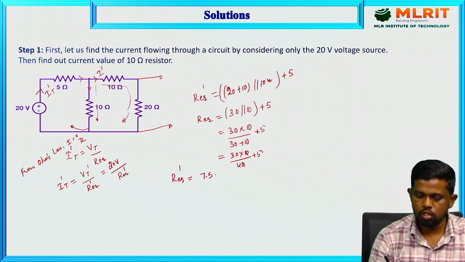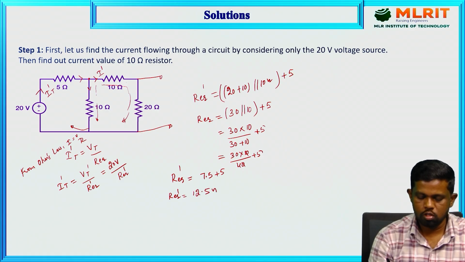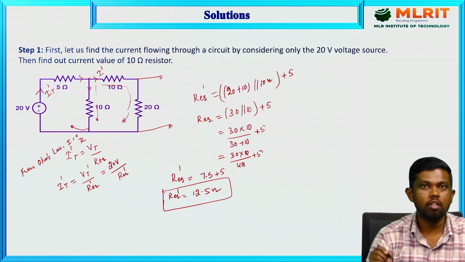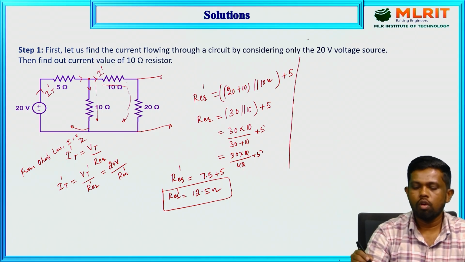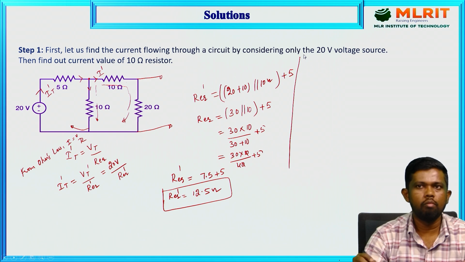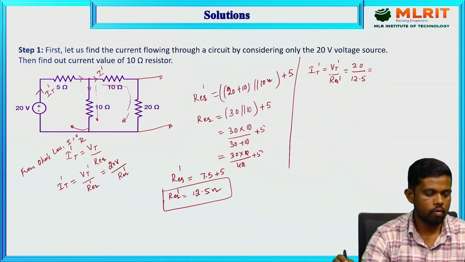So the resultant of this one, this is 5. Therefore R equivalent dash of the circuit is 12.5 ohms. So this is the way to get the R equivalent of the above circuit. After this, we need to find the total current of the circuit based on Ohm's law. That is I total dash equals V total dash by R equivalent dash, which means 20 divided by 12.5. So we got the overall current value of the network as 1.6 ampere.